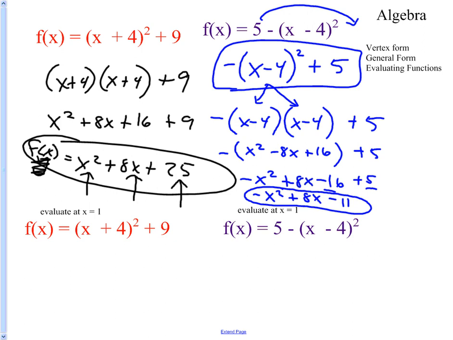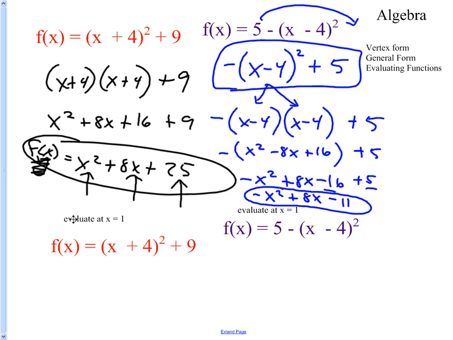The last thing we have to talk about here is evaluating functions at a given point. If this is a function and I want to evaluate it at x equals 1, it's really easy. What do I just have to do? Just stick in 1 for x. That's all I have to do. So f of 1 gives me that. Would you please calculate that? I'll give you a second. You can do it in your head if you want to.